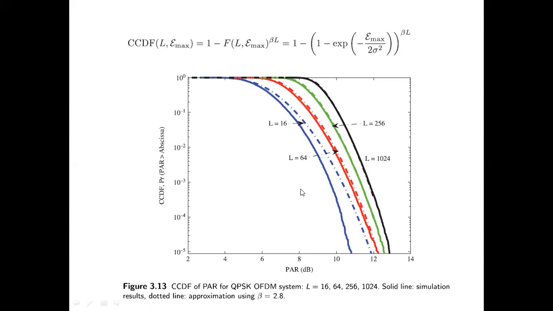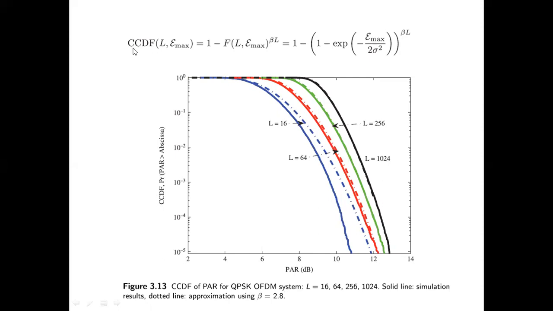What is this curve, by the way? On the x-axis there is the peak to average power ratio in dB, and this is the probability of the peak to average ratio being greater than the current value. That means there is a probability of 10 to the power minus 2, 1 in 100 times, that my peak to average power ratio is more than 8 dB, or 1 in 10,000 times that it is more than 10 dB. Okay, that's what this curve is.